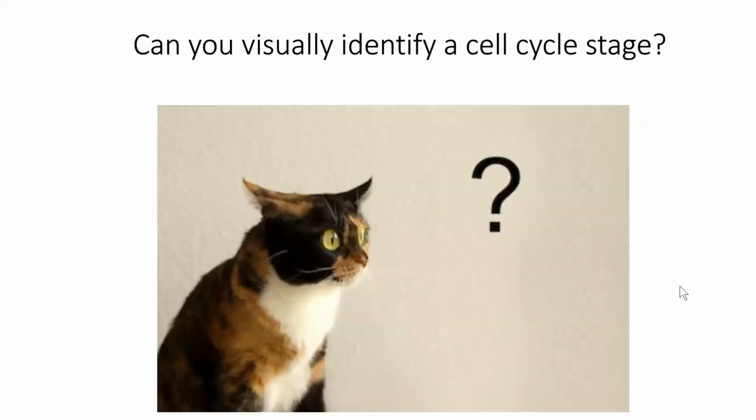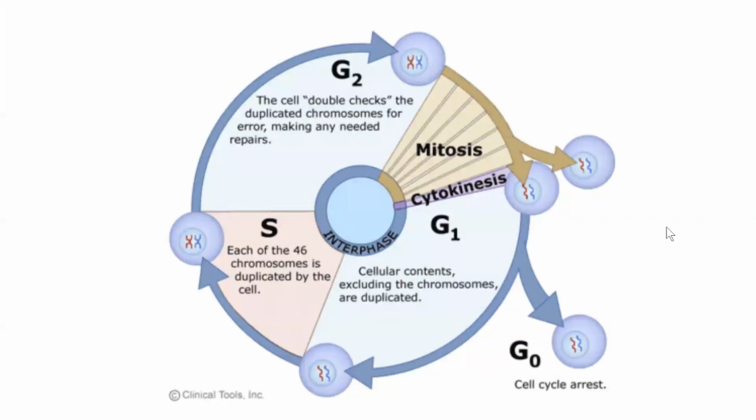All right, our first question is, can you visually identify a cell cycle stage? Let's practice it together. First, let's look over the cell cycle and make sure we know what we're looking for. If a cell is in G1, S, or G2, it is in interphase. Interphase is where a cell spends 90% of its time. It's just doing its cell thing. So this is your cell when it's just living and being and doing its work.